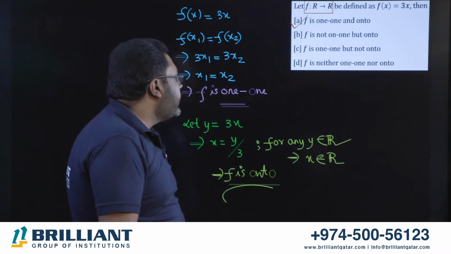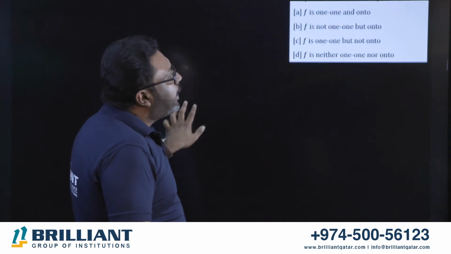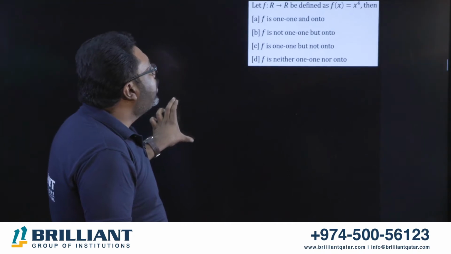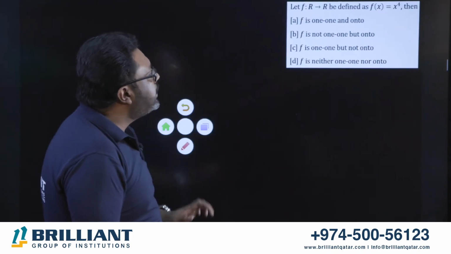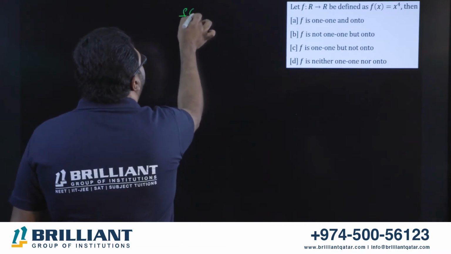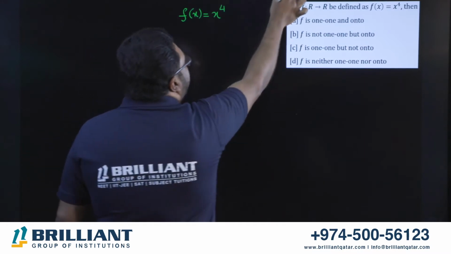Okay, let's go for the next question. Yes, this question, I would want to introduce some theory for you. F of x is equal to x power 4. Here, I want you to understand the theory part.